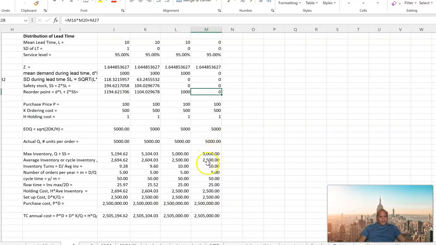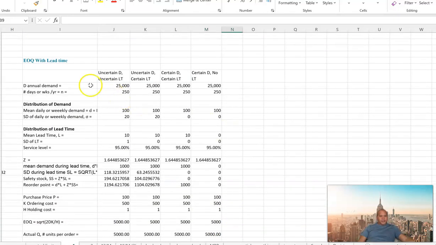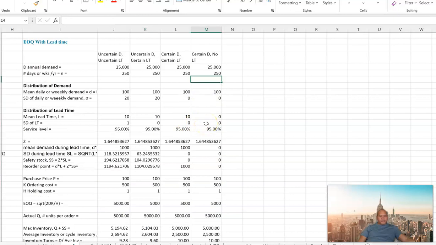So you can again calculate the EOQ, and assuming you actually ordered the EOQ units, then the total cost will be this $2.5 million. So these are the different cases of EOQ with uncertainty in demand and lead time.